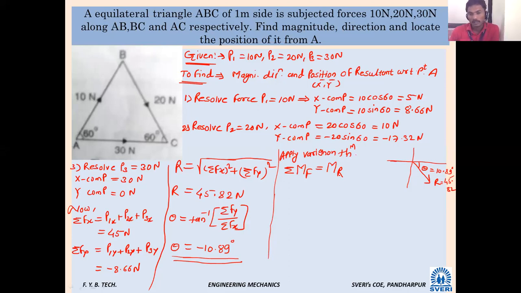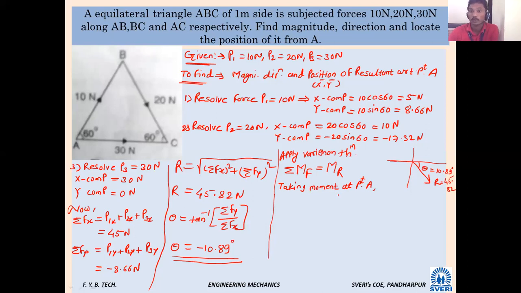Now let me know how many forces are there in the system. Three. So here I will write, taking moment at point A. Why are we going to take moment at point A? Because we are supposed to find the position of the resultant with respect to A.